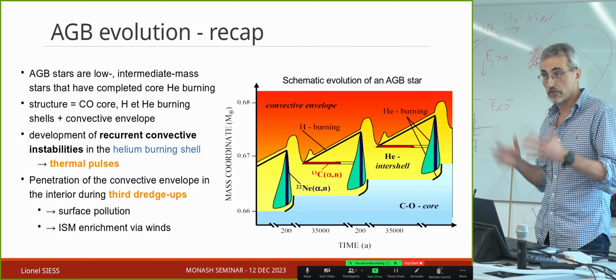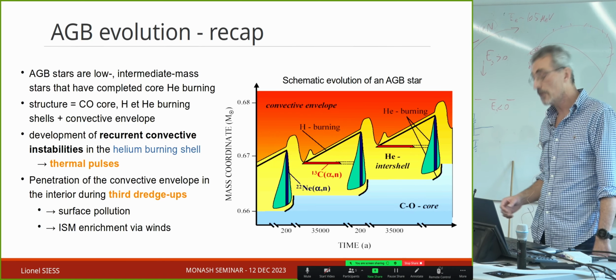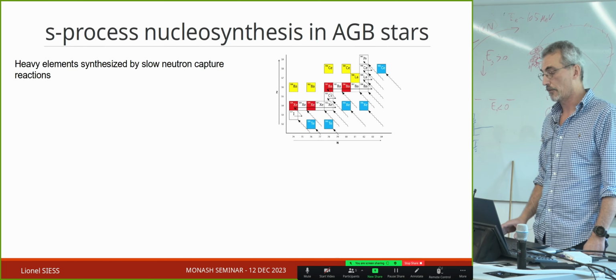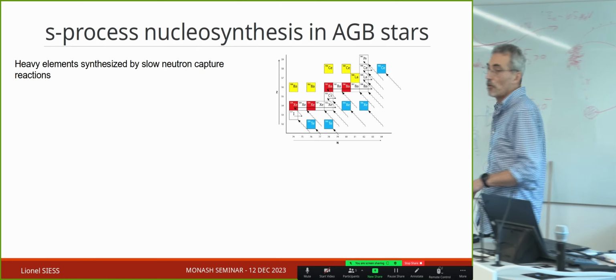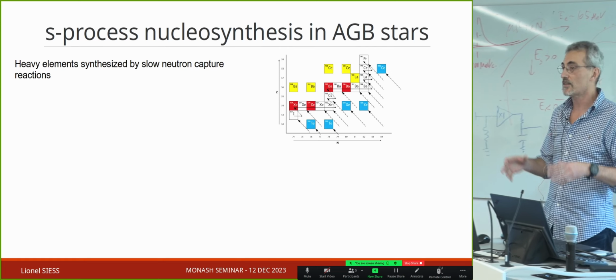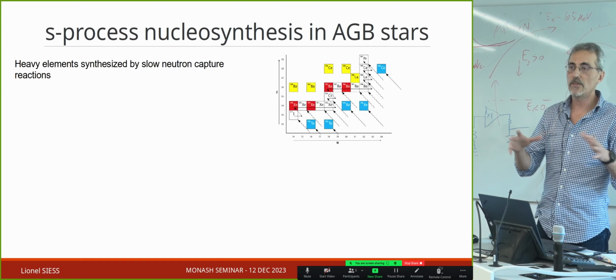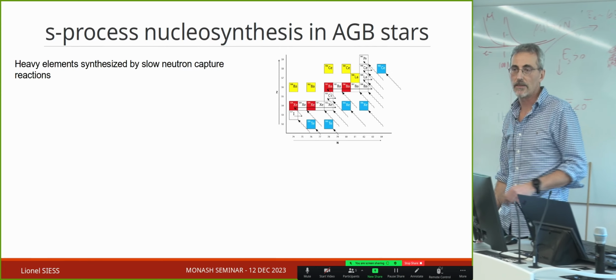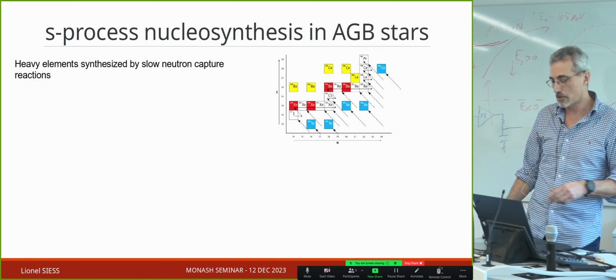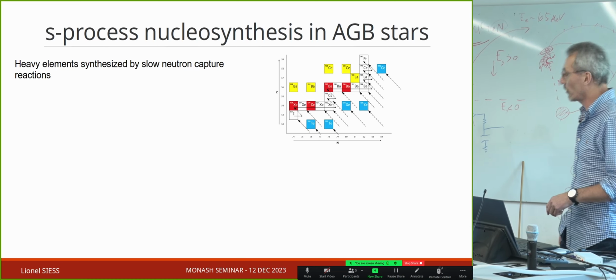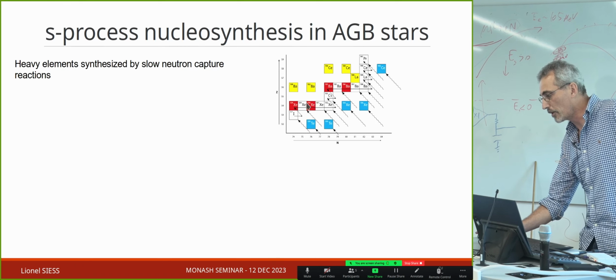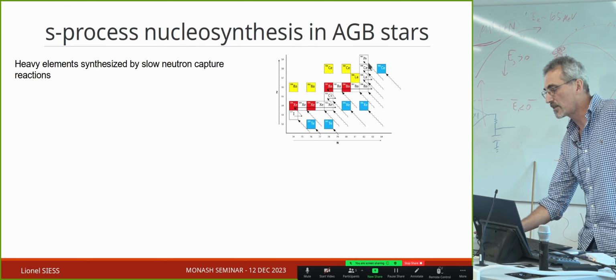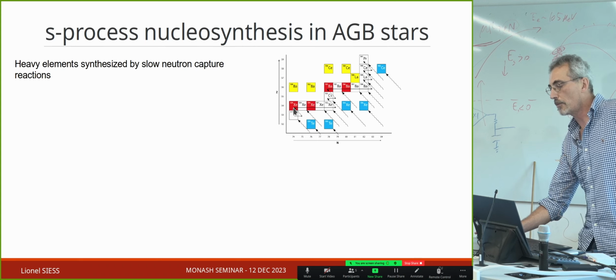AGB stars are known for producing some carbon, but also some heavy elements like the s elements that we'll talk about. AGB stars are able to synthesize heavy nuclei, by heavy I mean more massive than iron, by the so-called slow neutron capture process. This is a sketch of how this happens. You have some stable elements, this is the valley of stability, and here you have some neutrons.